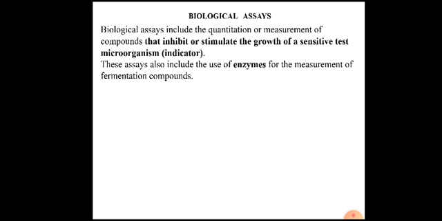Next category of assays is biological assays. Earlier we have studied the methods of quantitation of fermentation products which were classified under physicochemical assays. Now this is about biological assays, measurement or quantitation of fermentation products using a biological approach. So biological assays include the quantitation of fermentation products that inhibit or stimulate the growth of a sensitive test organism. That organism is called the indicator organism.